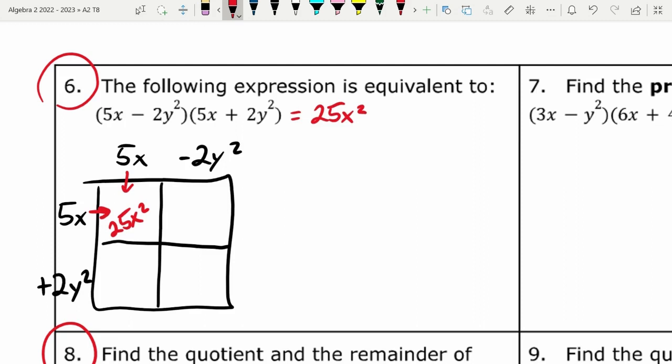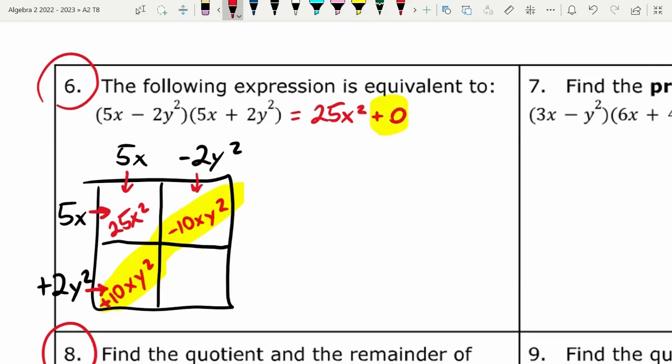Let's see, we'll take this one now, we'll do negative 2y squared times 5x. That would be negative 10 times x times y squared. Then we'll take 5x times positive 2y squared. This would be 10 times x times y squared. Okay, and what you'll notice is that these diagonals cancel each other out. We have a positive 10xy squared and a negative 10xy squared. So we can think of that as canceling each other out just to be a 0.